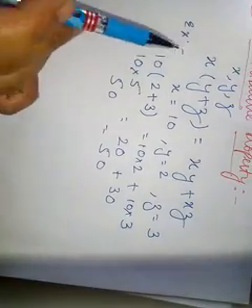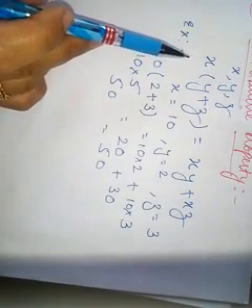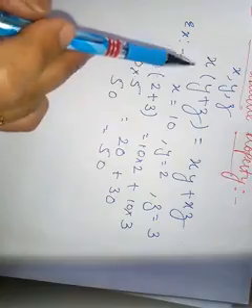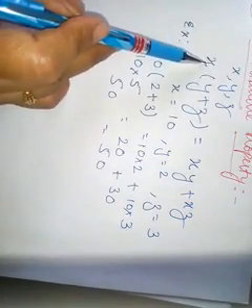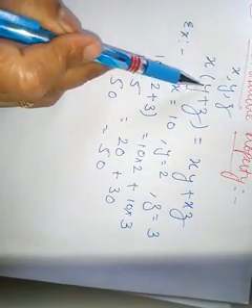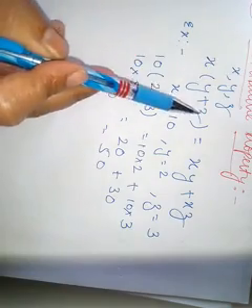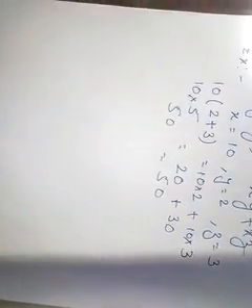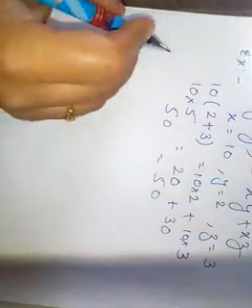That means the multiplication is distributive over addition. We have multiplied x to y first, then we have multiplied x to z. Okay. Now we will solve some questions based on properties.